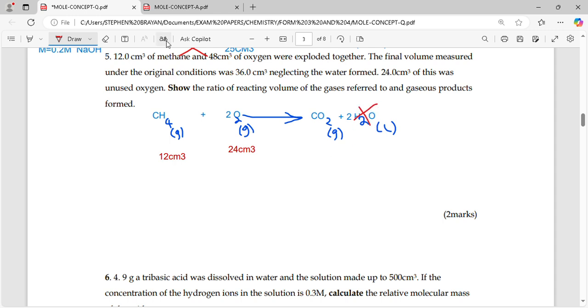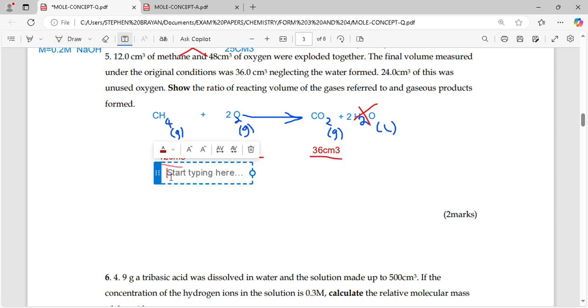So the volume that we have here is the volume of this carbon (IV) oxide, which in this case is going to be 36 cubic centimeters. Once you do that, then you look for these gases. Which one has the lowest volume? It is methane. So because methane has the lowest volume, what you simply do in this particular case, you divide here by 12, here also by 12, here also by 12.